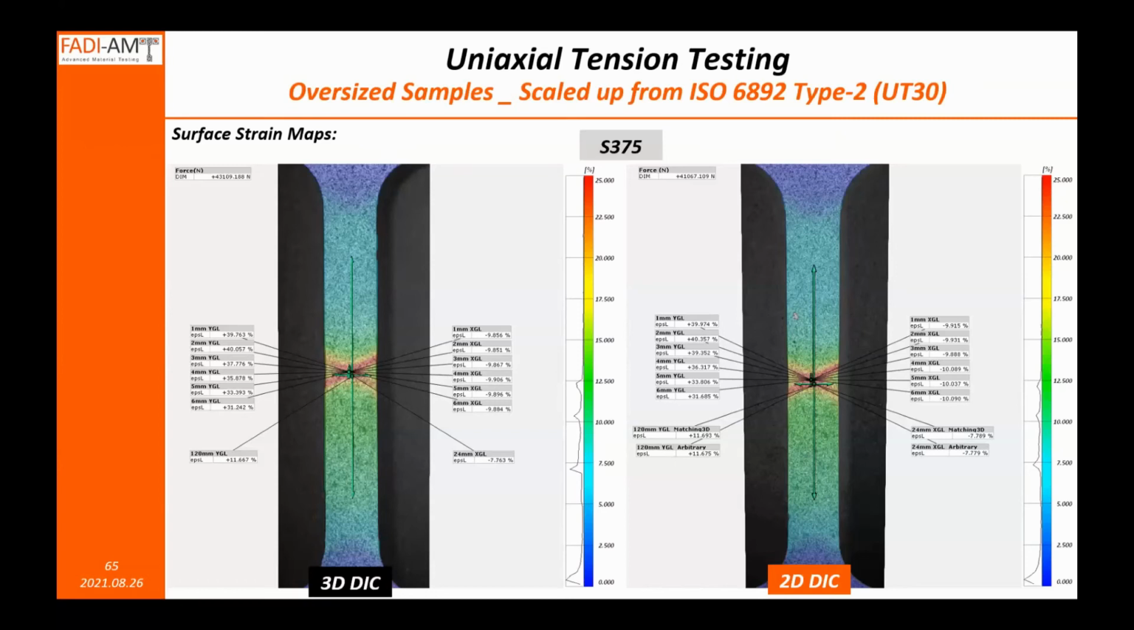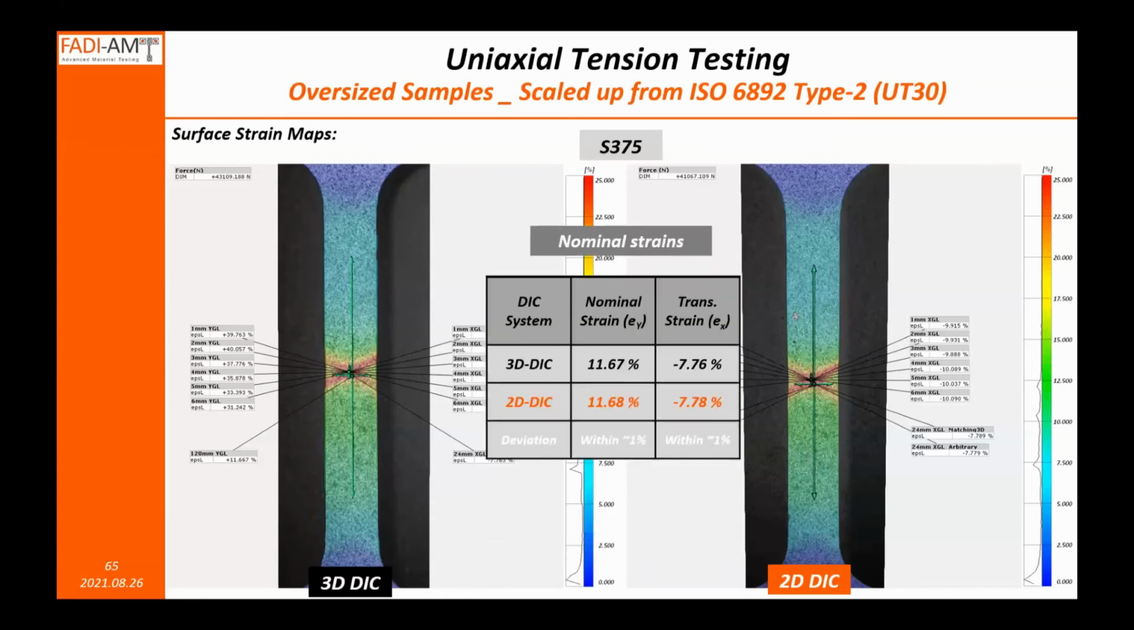This is a DP980. We're looking at the strain map right before failure. And just to help you read these images, I just summarized them in these tables. The major and minor strains, basically the extensometers, nominal strains are within 1% error. They're almost indistinguishable, no difference.